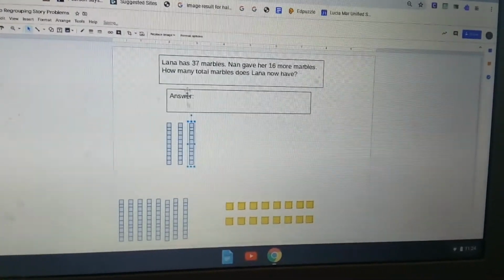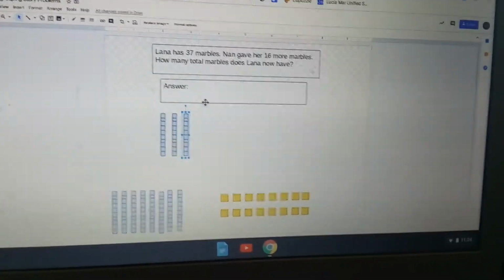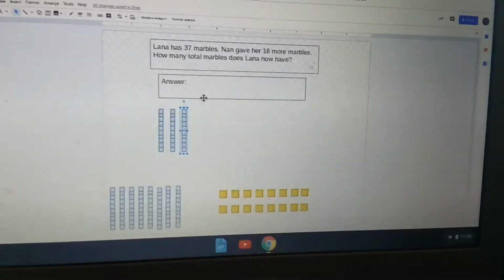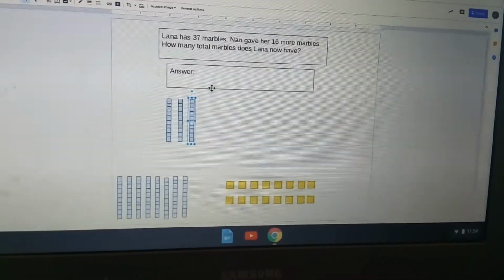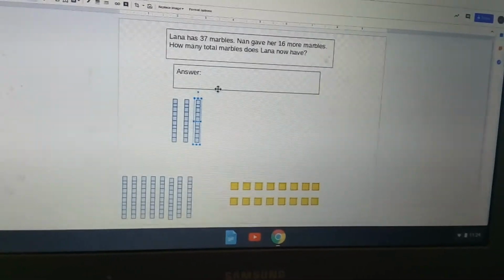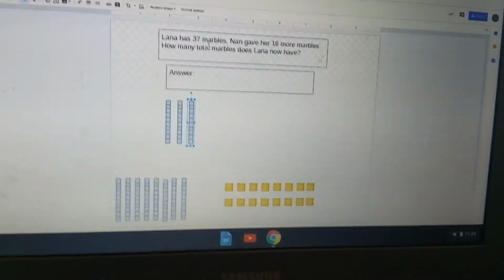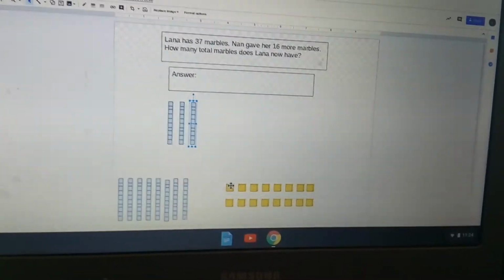Now I have my 30 or my 3 tens in the side. How many ones units do I need to pull up to make the 30 a 37? Type it in the side box. That's right, I need 7. So let's pull up 7 more.